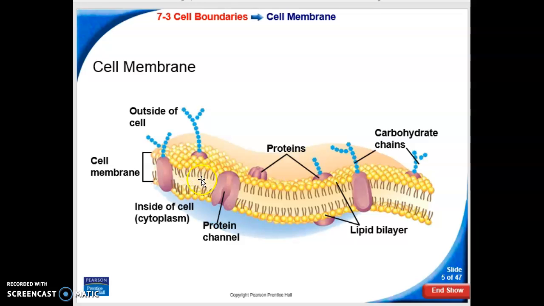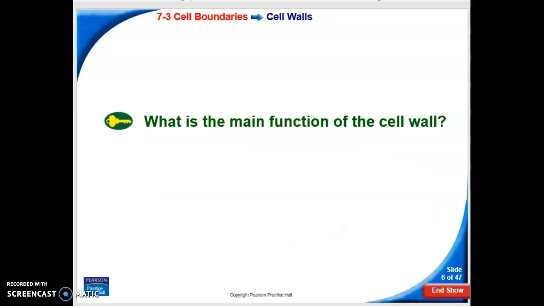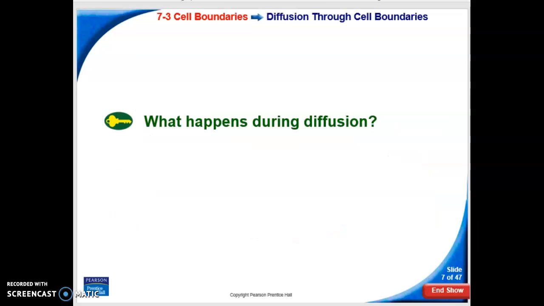Since they are lipid tails, they do not like water because fat does not attract water, so they're called hydrophobic. And the only thing that can go through this cell membrane is anything that can be dissolved in fats. So, we are going to talk about the movement and how you get things into your cell. So first we have to understand what diffusion is.